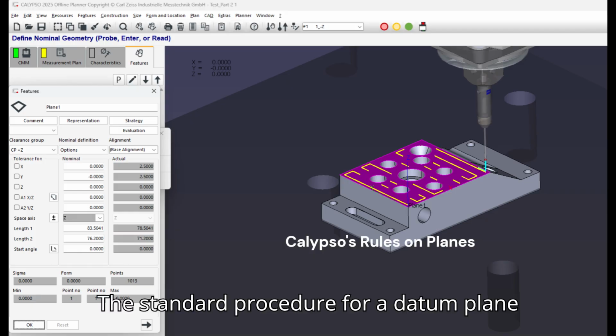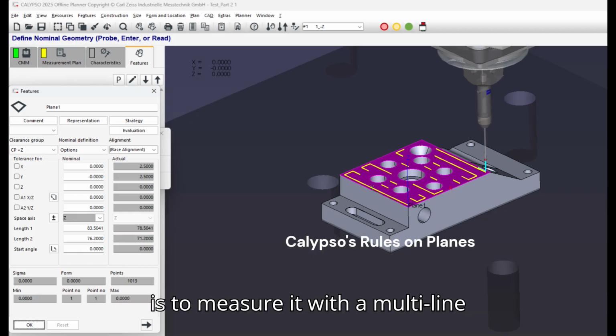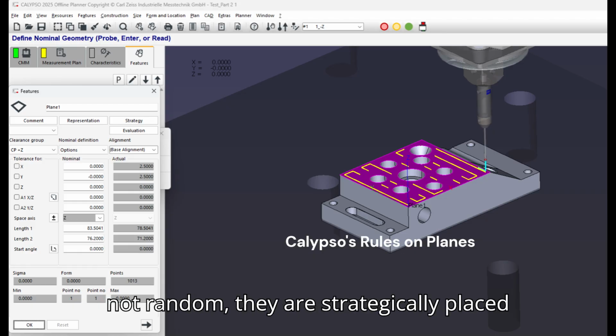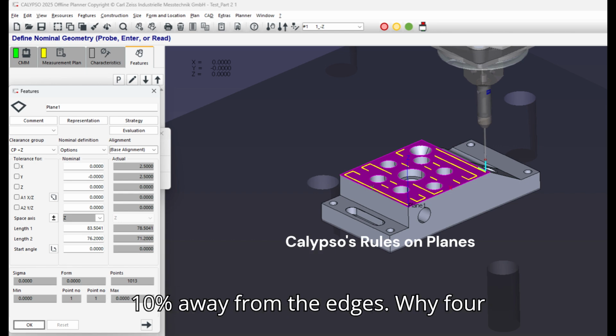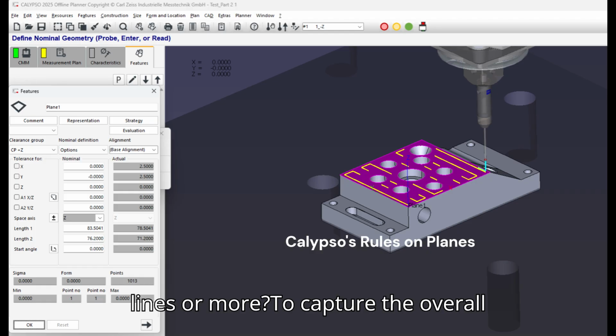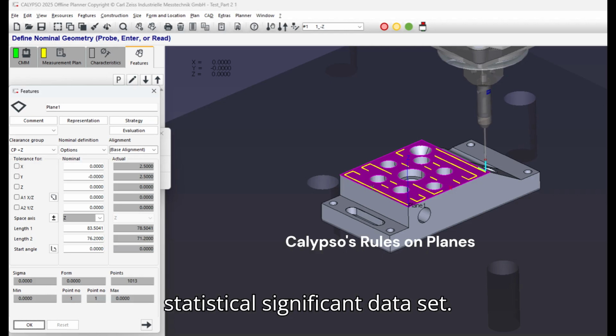The standard procedure for a datum plane is to measure it with a multi-line polyline scan. These lines are not random, they are strategically placed near the perimeter of the surface, about 10% away from the edges. Why 4 lines or more? To capture the overall form of the plane and to get a statistically significant data set.